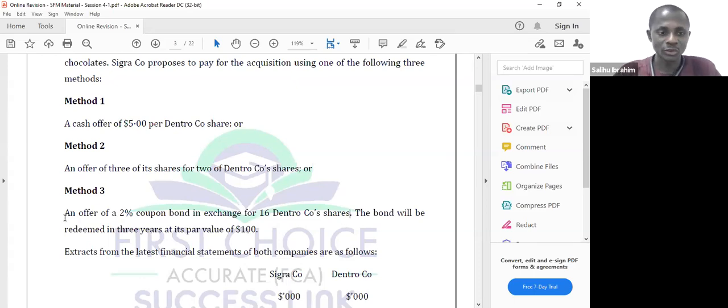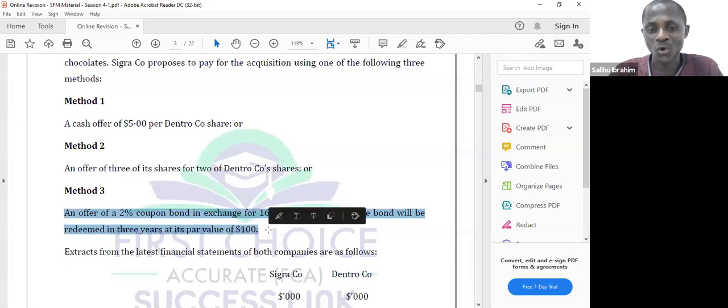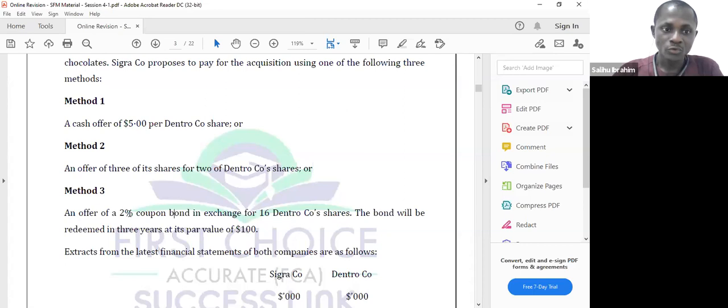Now, in this question, I am not given the cost of bond. I can compute my interest quite fine. 2% of 100 is my interest, which is 2 naira. But do I have the cost of bond for me to discount? No. So what do I do?